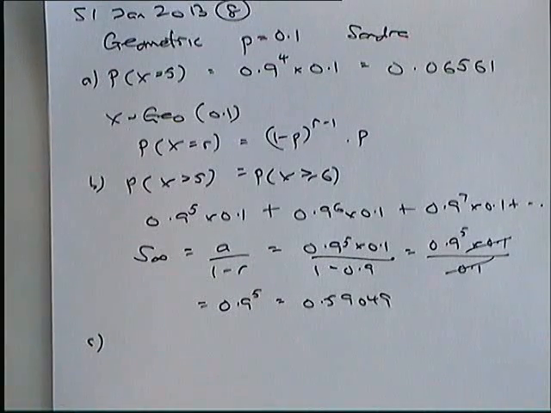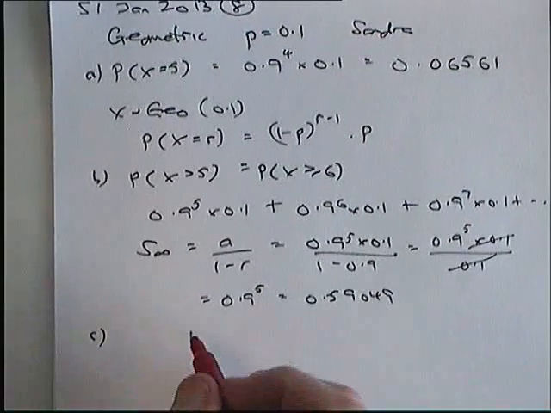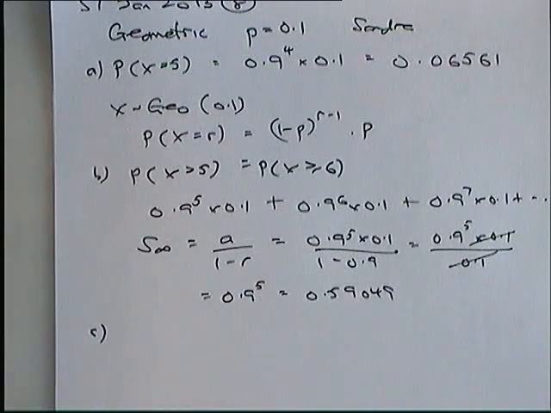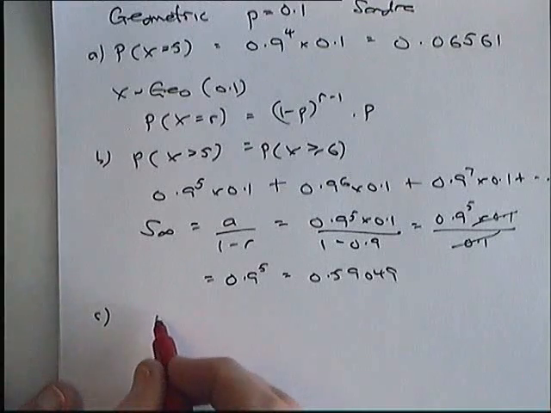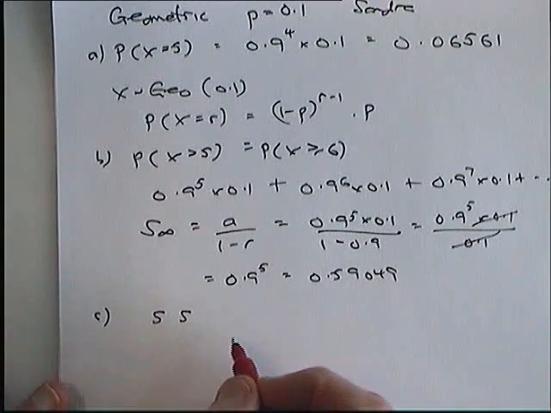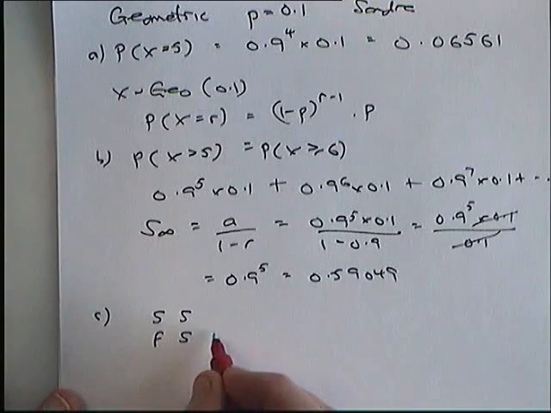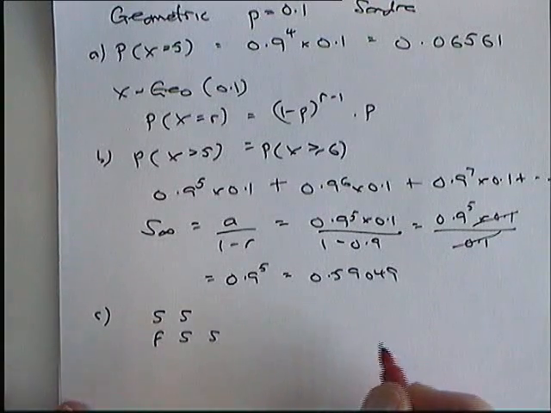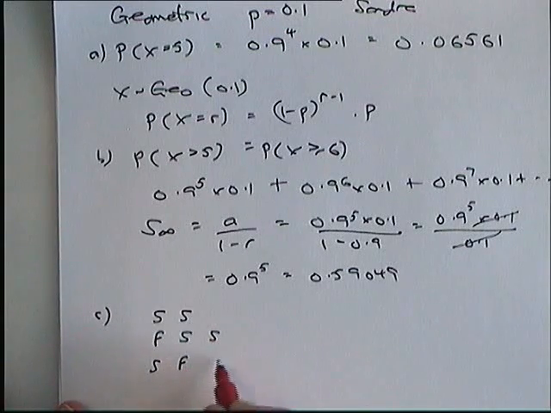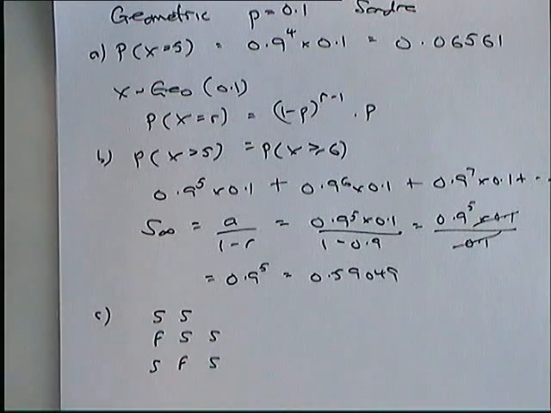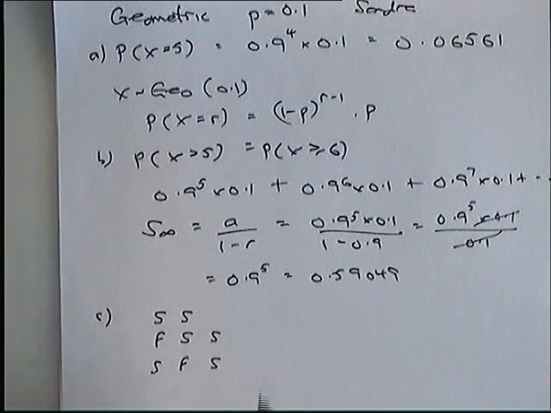Part C of the question, they're saying the second time she succeeds is before her fourth attempt. So she could either succeed and then succeed and not bother with a 3rd attempt, or she could have failed and then succeeded and then succeeded, or she could have succeeded, failed and succeeded. There are no other ways that she can succeed for the second time before her 4th attempt.